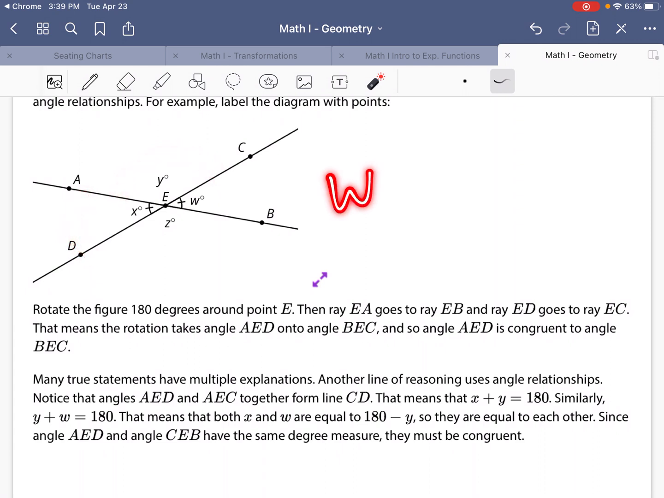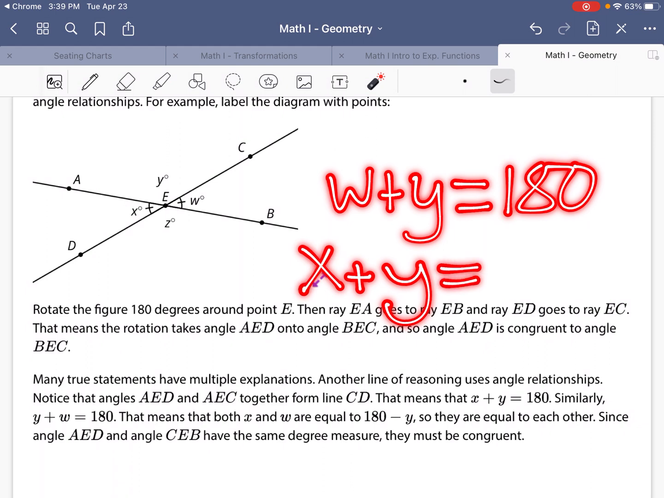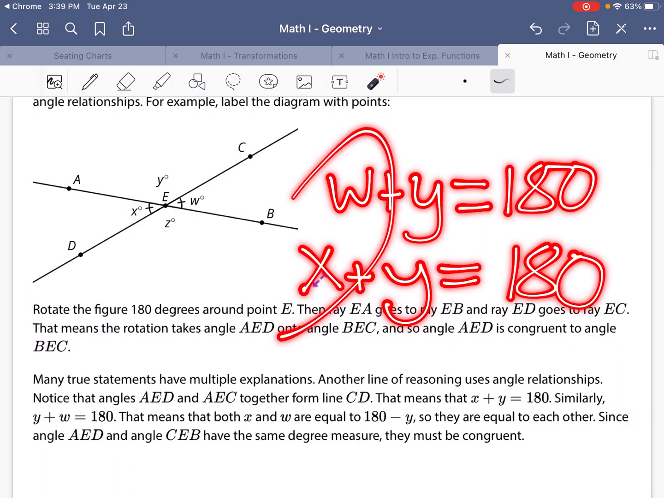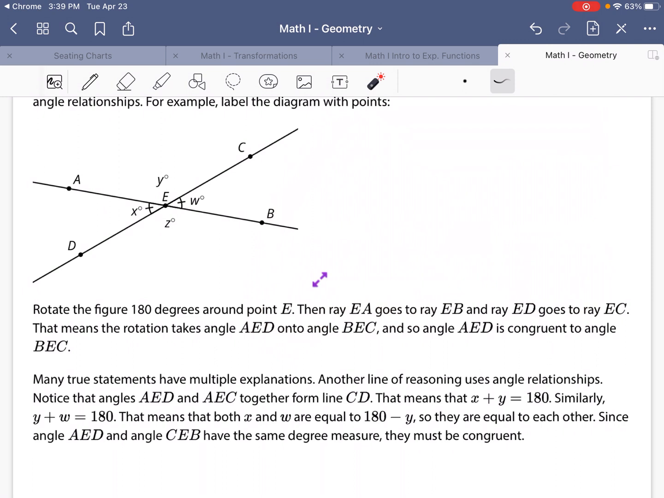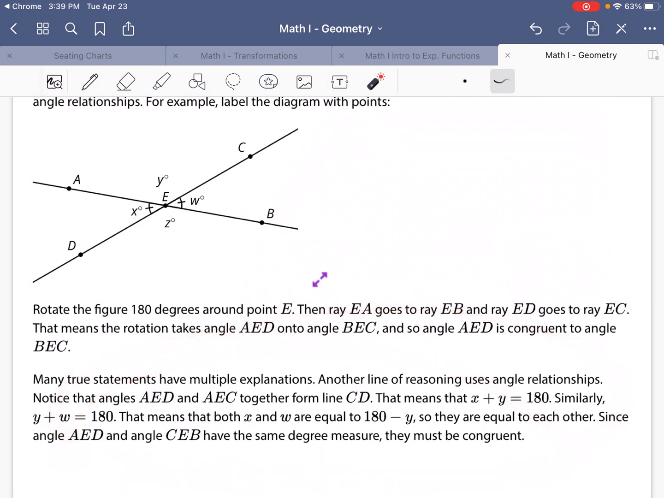So if W plus Y equals 180 and Y plus X is equal to 180, well, what does that tell us about X and W? That's another way we could prove it. We can do some more algebra-y stuff down there. Anyway, there's a few different ways we can prove this.